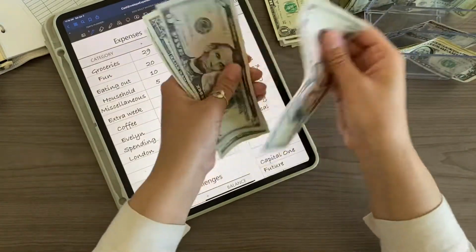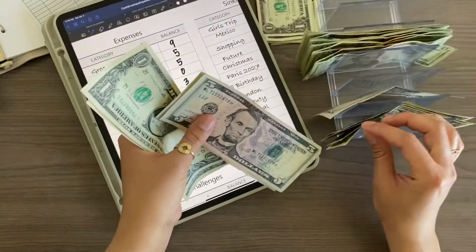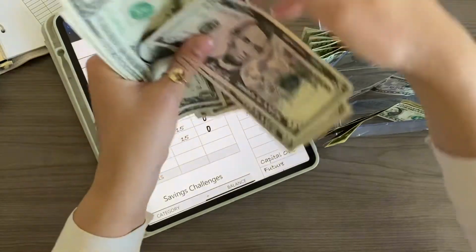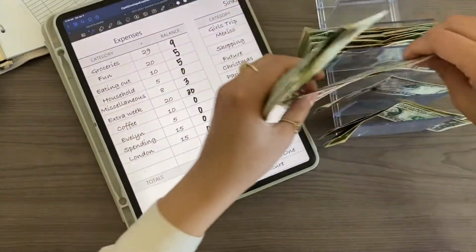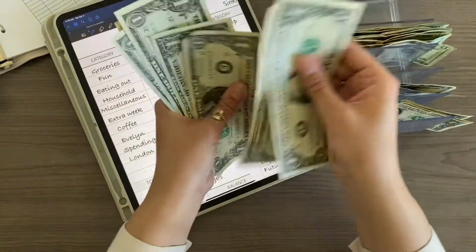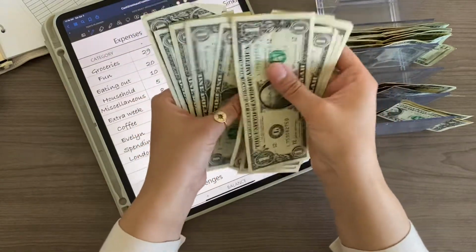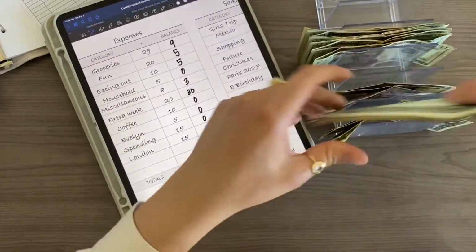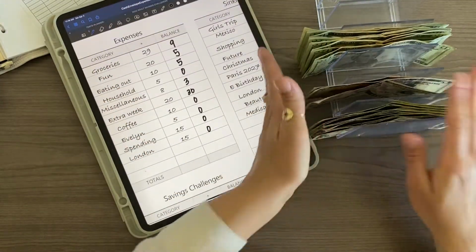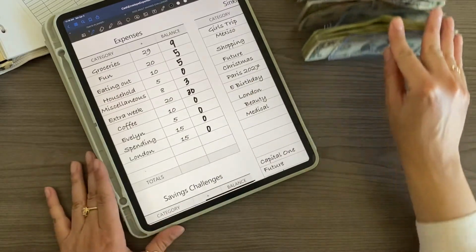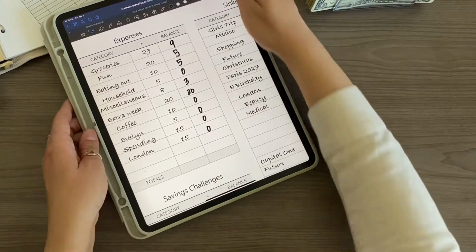And I'm going to put this cash here. These are all ones. Yep, heavy on the ones. Okay, let's move that out of the way. And then I'll move this out of the way.